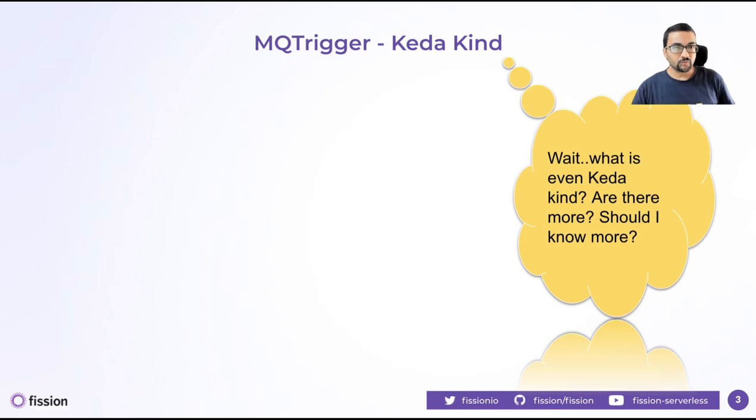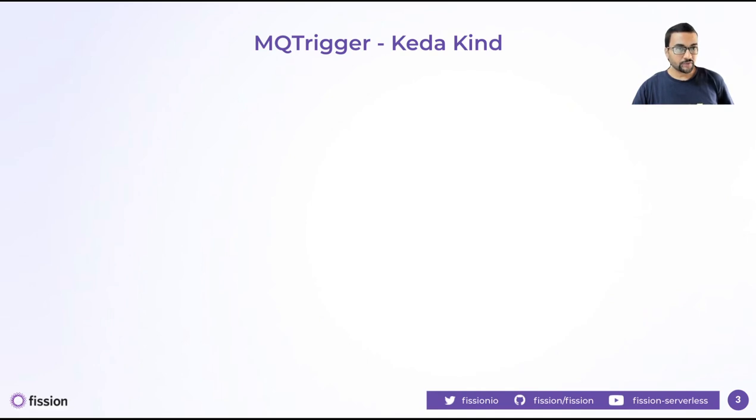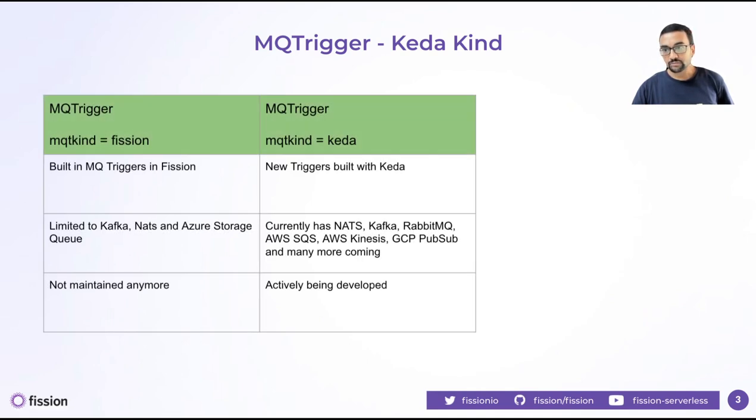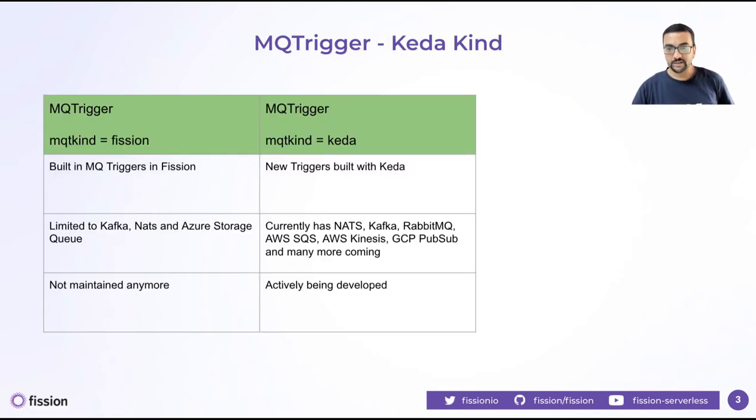Now, today we have two kinds in Fission. One is the Keda kind, the other is the Fission kind. And you must be wondering, what is even a kind and should I know more? So yes, there is something you should know. Traditionally, we had integrations developed in Fission, three of them till some releases: Kafka, NATS, and Azure storage queue, and they were all built into Fission as triggers. But as we saw the Keda project and the way it sophisticatedly handles all the integrations, we decided to integrate with Keda. So as of today, the MQT kind Fission is not actively maintained anymore and is only limited to Kafka, NATS, and Azure storage queue.